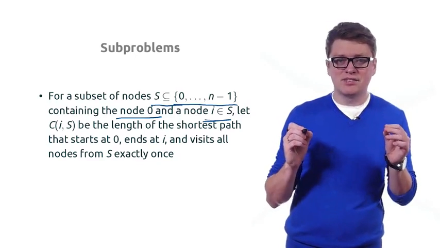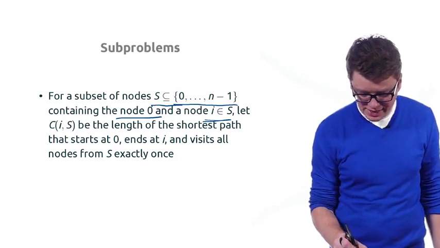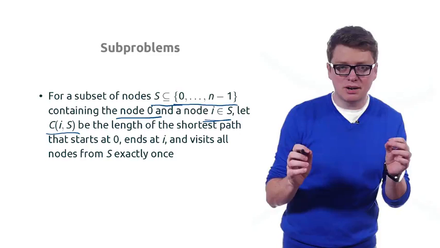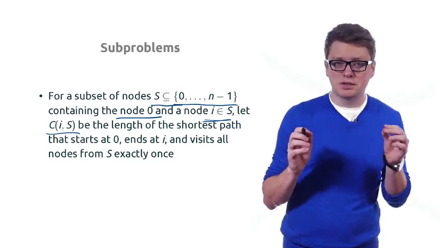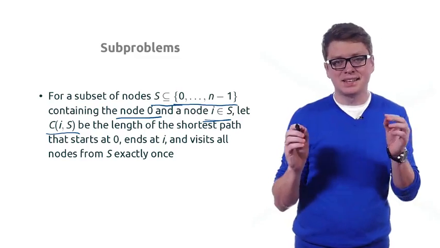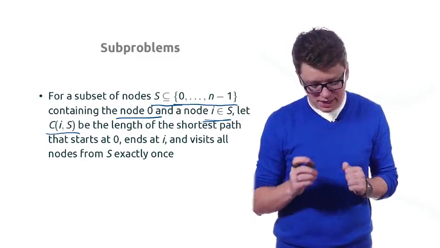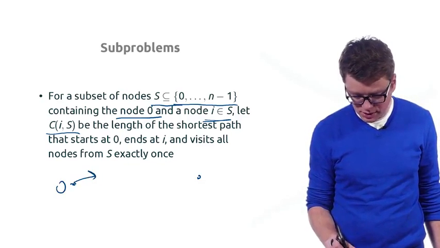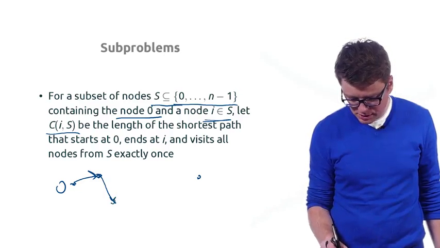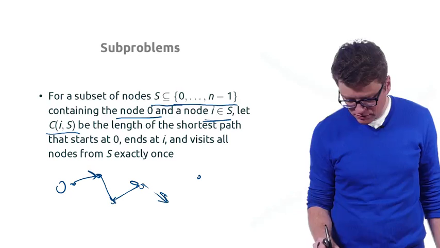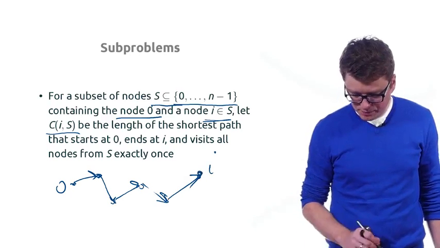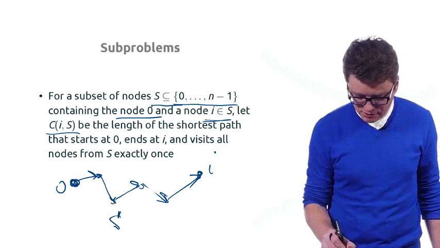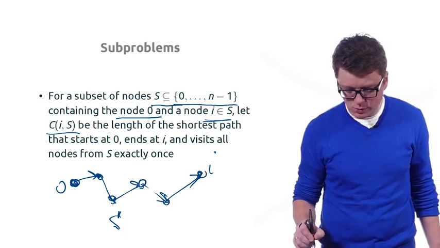Then let's define the function C as follows. C of i, S is equal to the length of an optimal path that starts at the node 0, then visits all the nodes from the set S and ends in the node i. In the graph it would look as follows. We start in the node 0, then we go to some node, and some other node, and some other node, and finally we end up in the node i, and S actually is the set of all visited nodes. So S contains this vertex, that one, and so on.